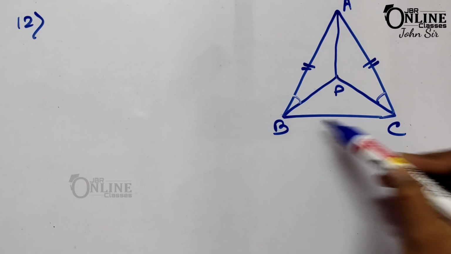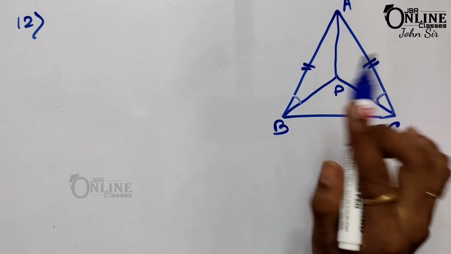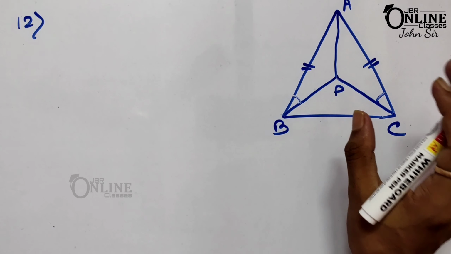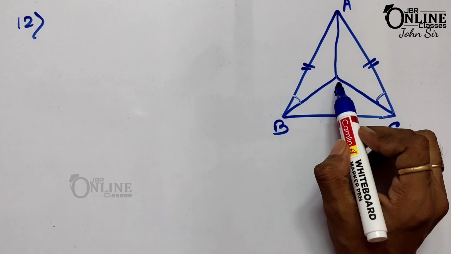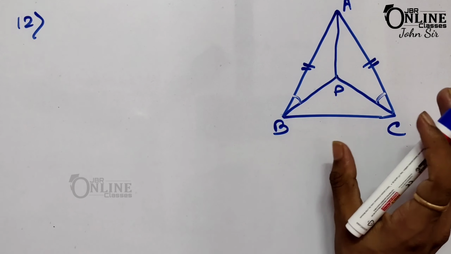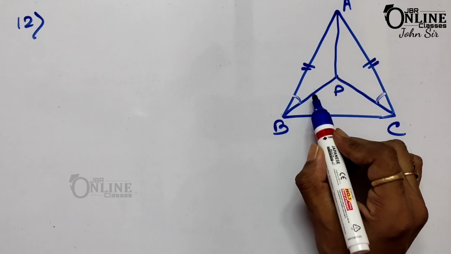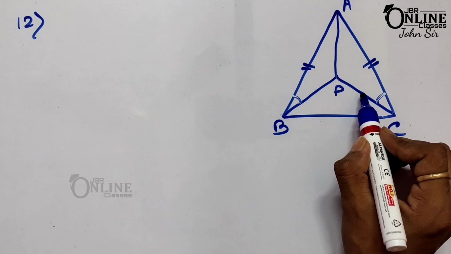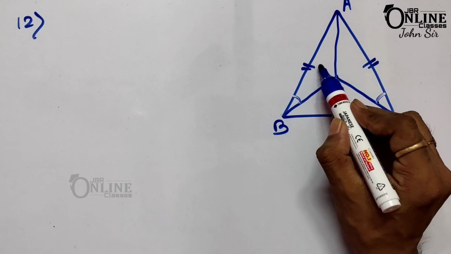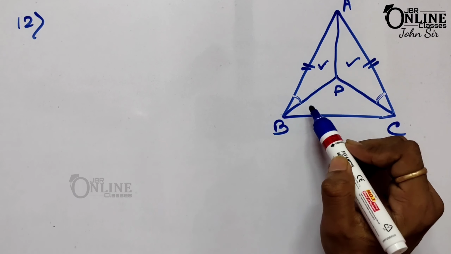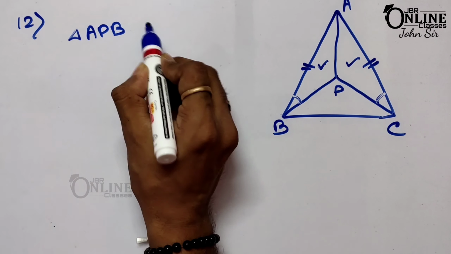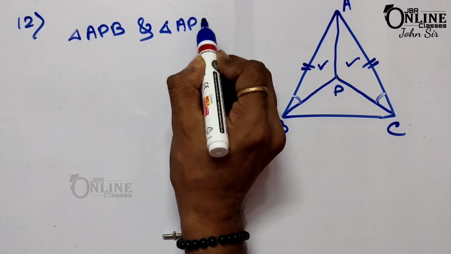In triangle ABC, it's an isosceles triangle. That means AB equal to AC. P is any point in the interior of ABC such that angle ABP equal to ACP. Okay, then prove that BP equal to PC or CP. Now to show that BP equal to CP, first you have to show that these two triangles are congruent. So here triangle APB and triangle APC.